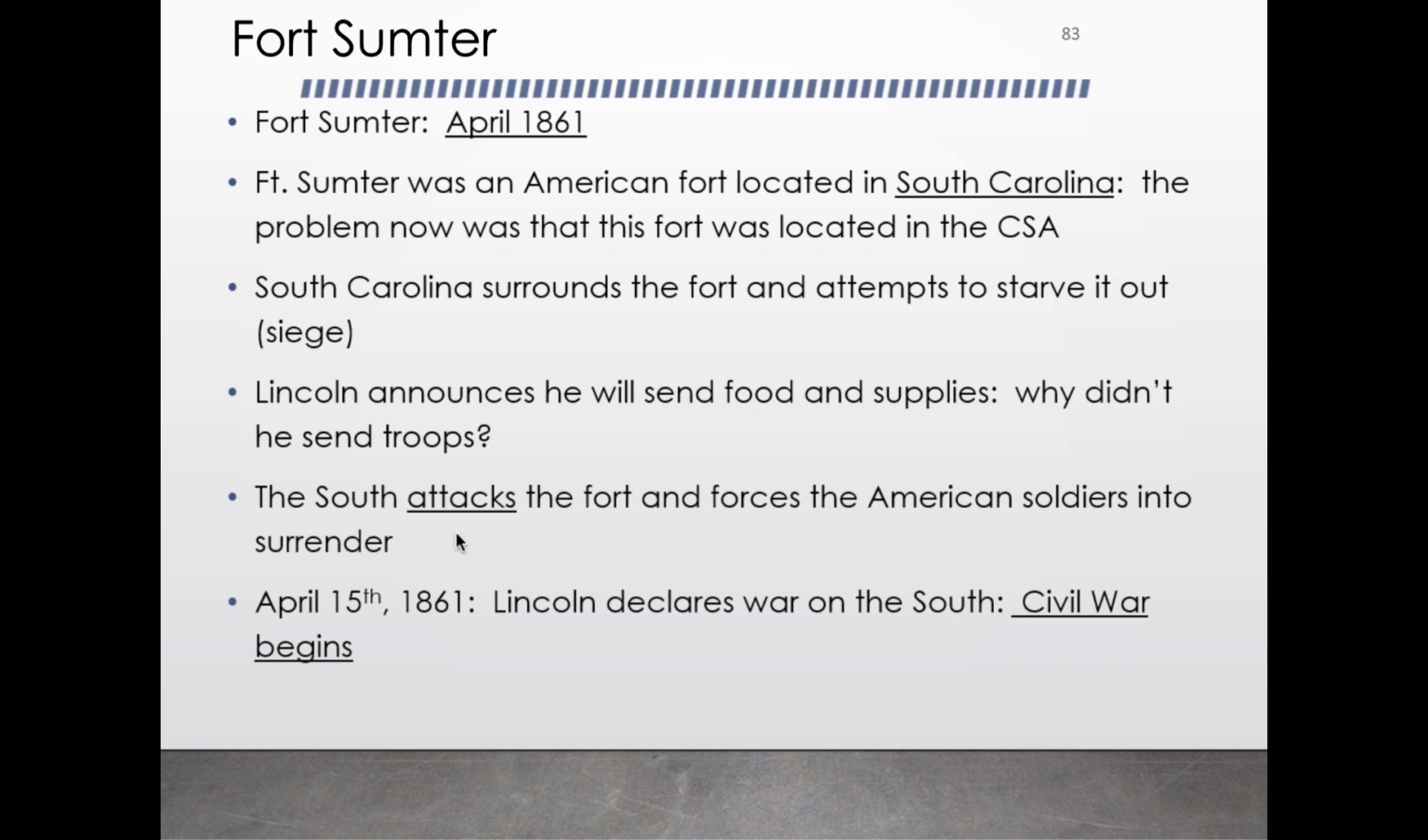Shortly after the announcement, the South attacks the fort. They take over the fort. They force the American soldiers into surrendering. I don't believe anyone died. But now Lincoln has no choice. An American military fort has been attacked by a foreign country. So Lincoln declares war on the South and the Civil War begins.